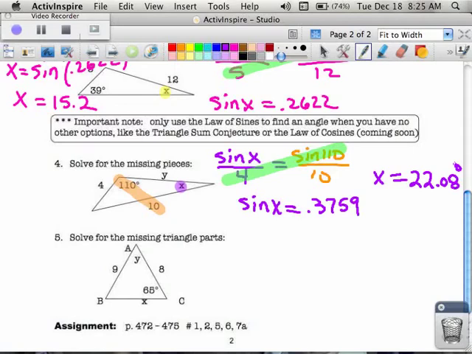The good news is if I want to now, I can find my other angle. So I know that the angle that I'm looking for that's left over, this angle right here, I can find using my rules of 180 degrees. So I can go 180 minus 110 minus 22.08. 47.92. And that's this angle right here in degrees.